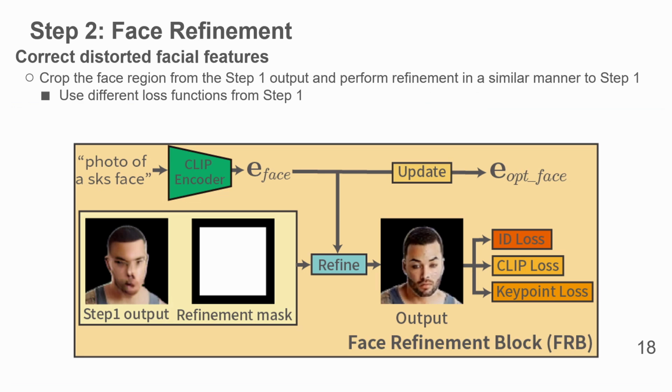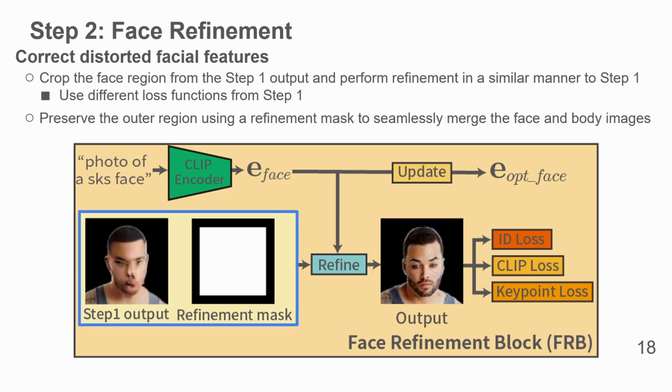In Step 2, we correct the distorted face caused in Step 1. Specifically, we crop the face region and perform refinement similarly to Step 1. That is, we iteratively apply the face refinement block shown in this figure, which performs refinement while updating the text embeddings. In the face refinement block, we use ID, clip, and keypoint loss functions.